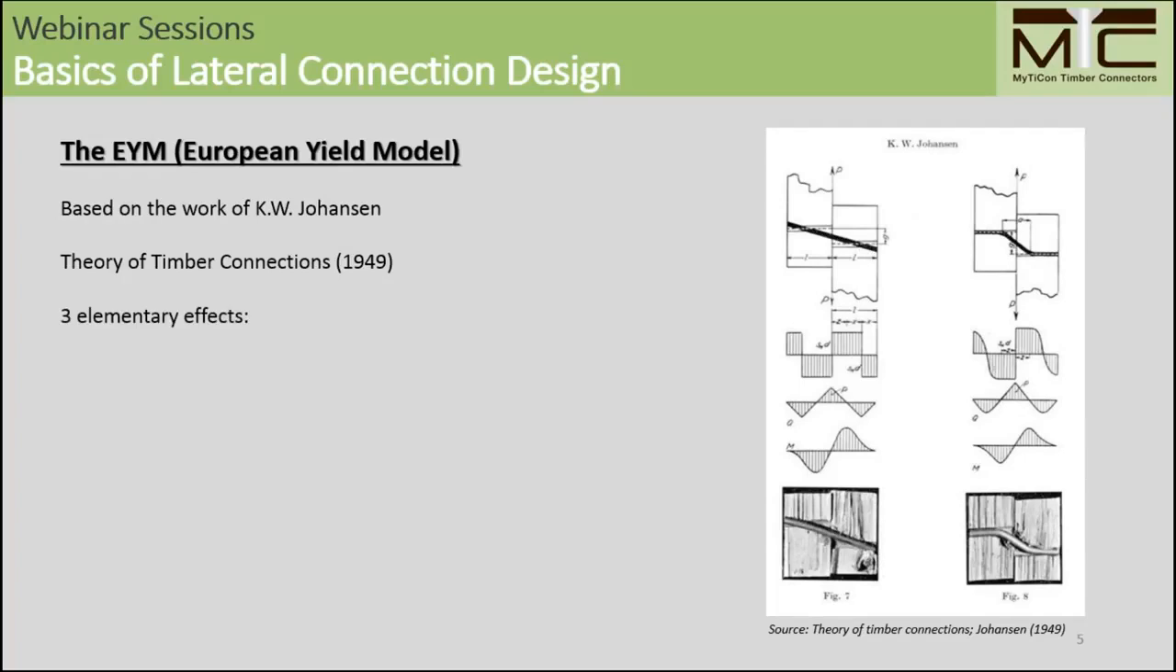Johansen found 3 elementary effects when he did testing on different lateral connections. The first effect was the effect of the dowel itself, so he obtained a certain bending resistance of the fastener, so the fastener showed bending. You can see that on the right-hand side in the picture down here, but also wood crushing effects that were influenced by the fastener diameter.